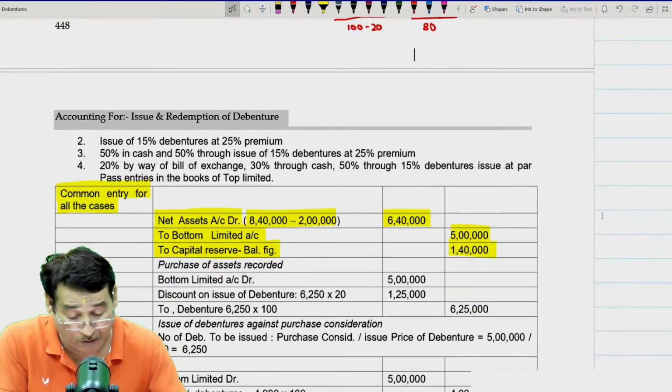That is near about 5 lakh divided by 80 is equal to 6250.